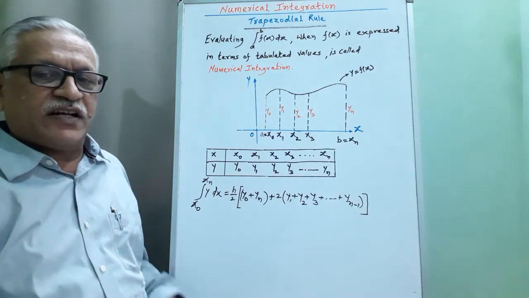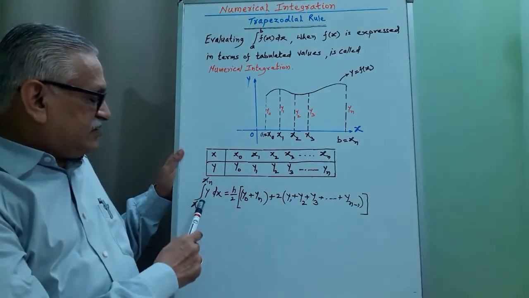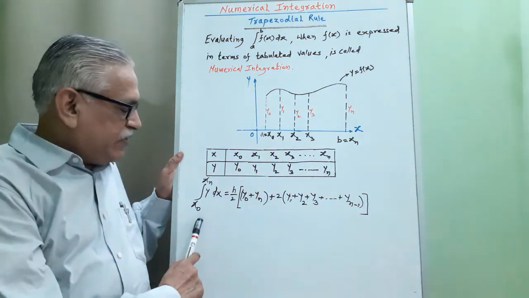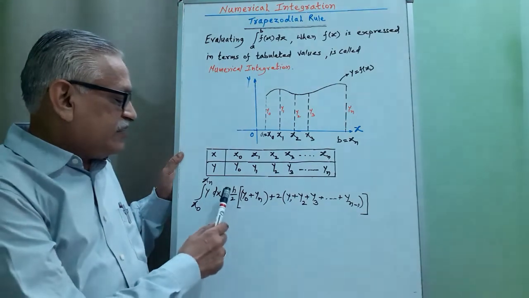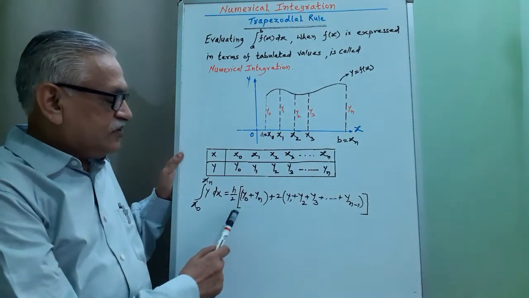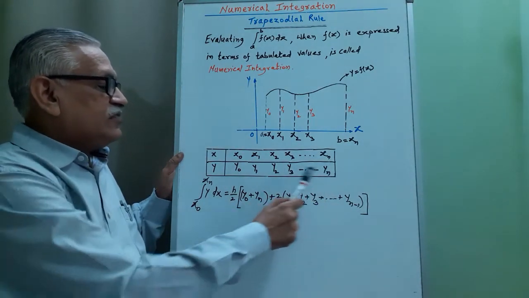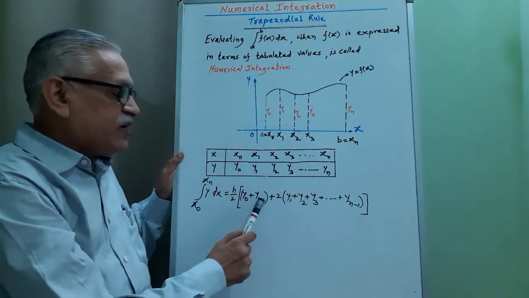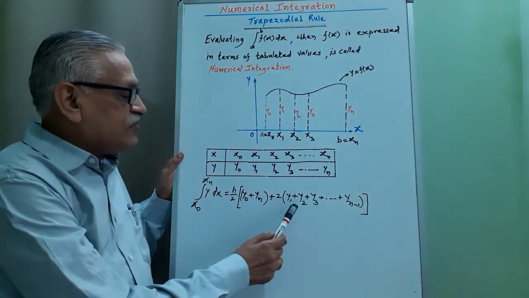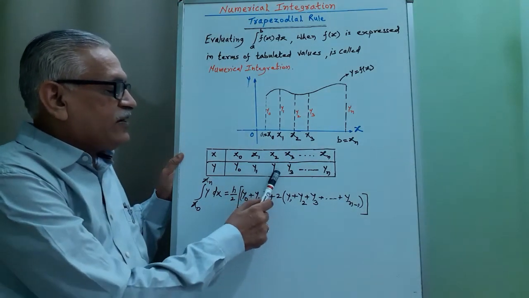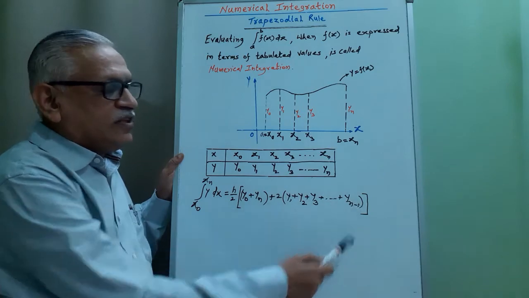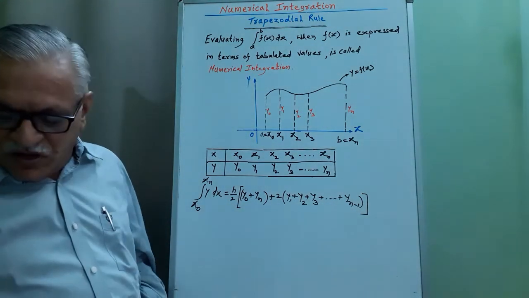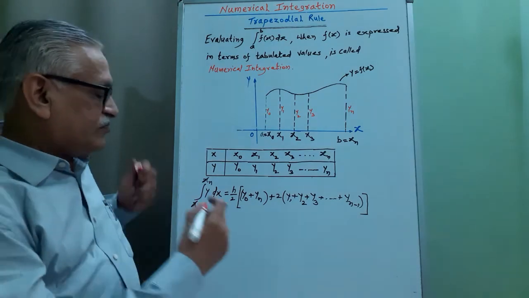Trapezoidal rule for numerical integration. It is stated like this: integration of y with respect to x between limits x0 to xn is given by h by 2 times y0 plus yn, the sum of these two values y0 and yn, plus 2 times the remaining values, that is y1, y2, y3 and so on. The last one is yn minus 1. Whatever formula I have written is called the trapezoidal rule.